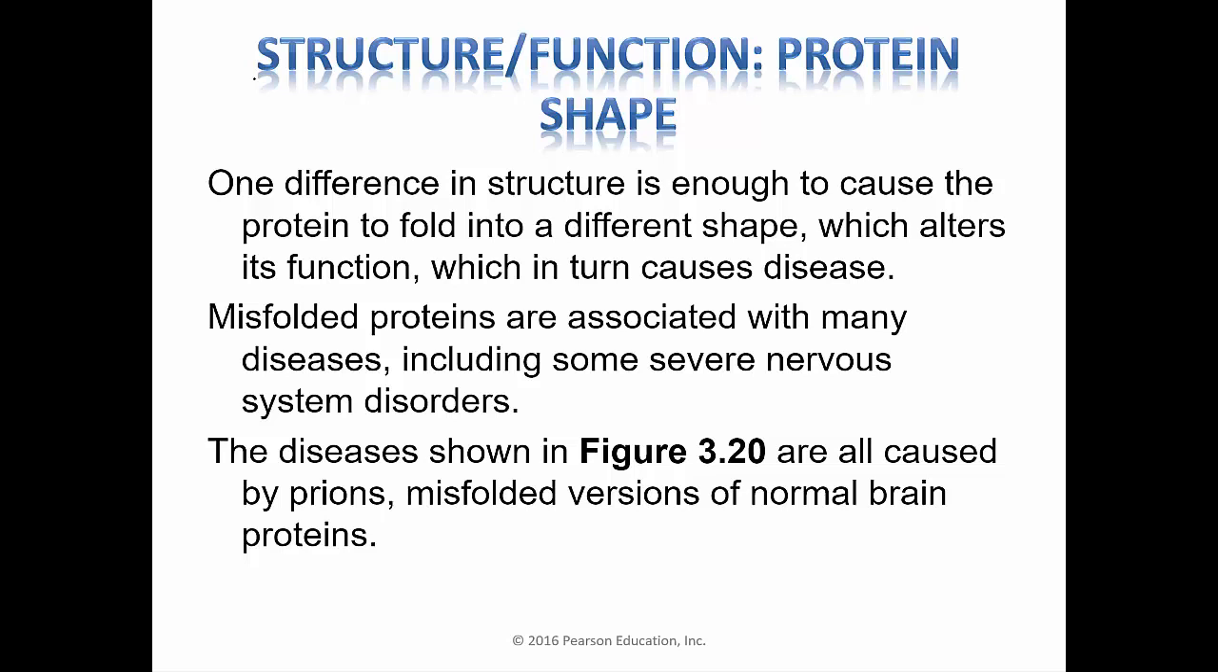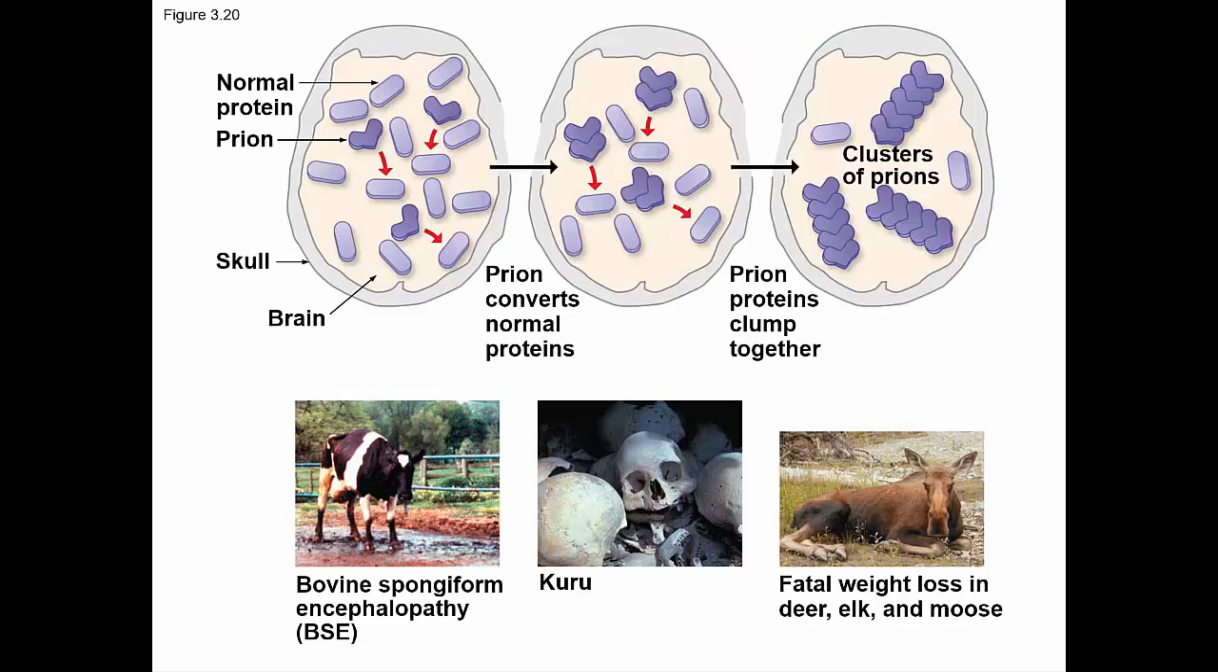Okay, so we're going to learn about prions now. Prions are just misfolded proteins, and they're involved in disease, like mad cow disease. A single change in structure is enough to cause a protein to fold into a completely different shape, altering its function, which could turn it into a disease-causing agent. There are a lot of diseases that involve misfolded proteins. So for example, inside a mad cow disease subject, there are normally folded proteins and misfolded proteins.